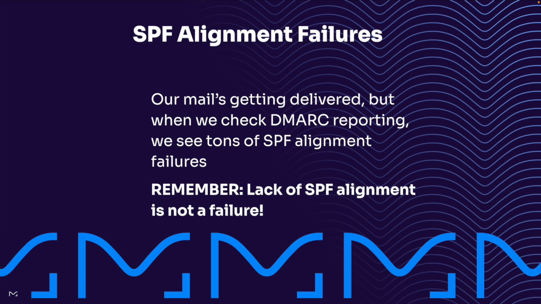And finally, almost a bonus question here. Here's an example of a question a client asked me just a couple of days ago. He said their mail is getting delivered, but when they check their DMARC reporting, they see tons of SPF alignment failures, and wanted to know what they could do to prevent those failures. I'm going to tell you exactly what I told them, and that is to remember that lack of SPF alignment is not a failure condition. Just because messages do not pass SPF alignment checks doesn't mean that your mail is going to get rejected or that you're going to have some sort of authentication or deliverability problem.